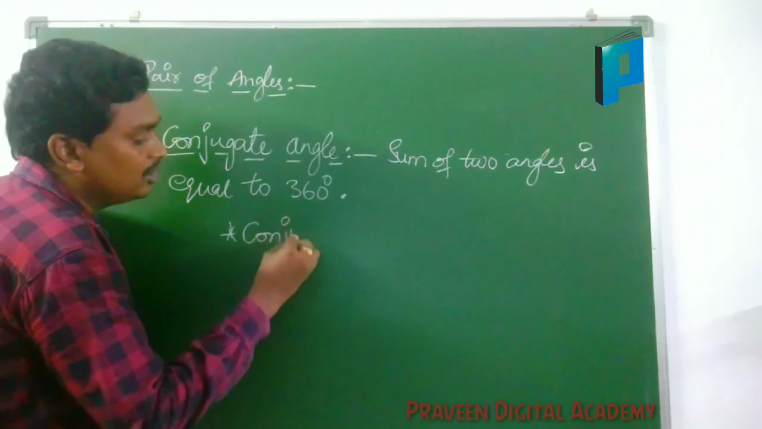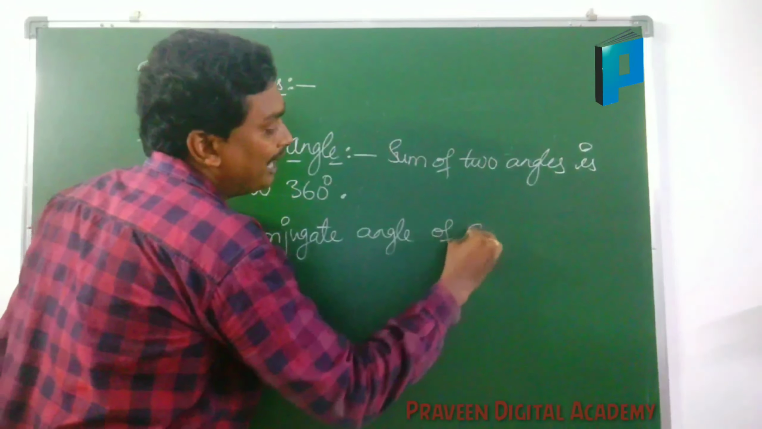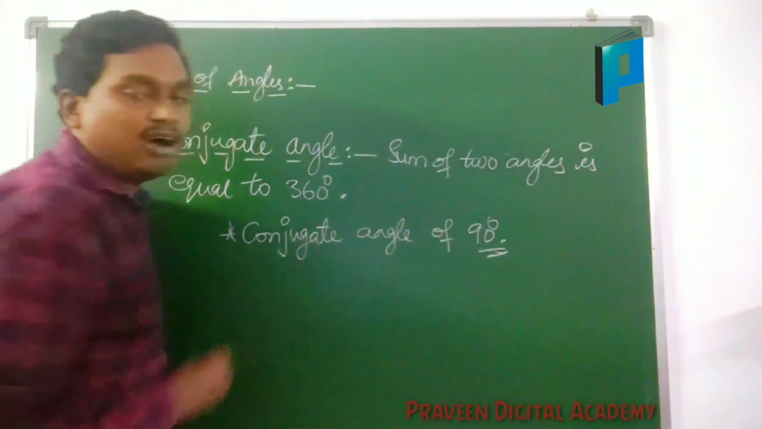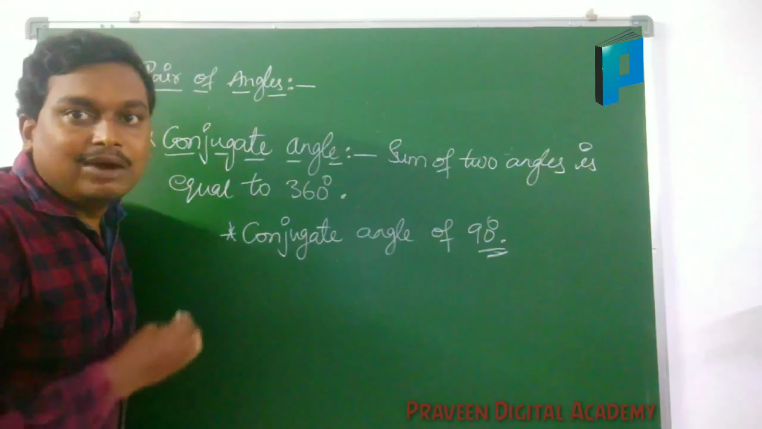What is the conjugate angle of 90 degrees? They will ask. What is meant by conjugate angle? The sum of two angles should be equal to 360 degrees. You want to find the conjugate angle of 90. The conjugate angle of 90 degrees is 360 minus 90. What is the answer we got here? 270 degrees. This 270 degrees is the conjugate angle of 90 degrees.